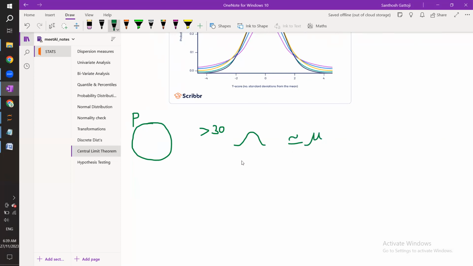Do you agree with this, guys? This is the central limit theorem, basically what we have studied. So if we take sufficiently good samples, the mean of the sampling distribution will be almost equal to the population mean, and the distribution follows a normal distribution.